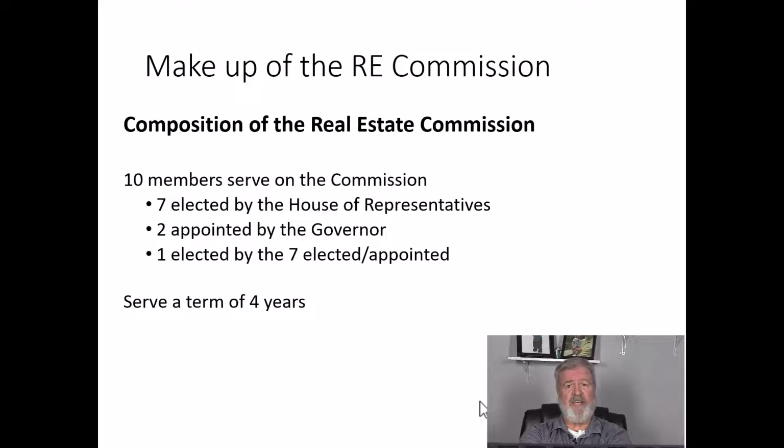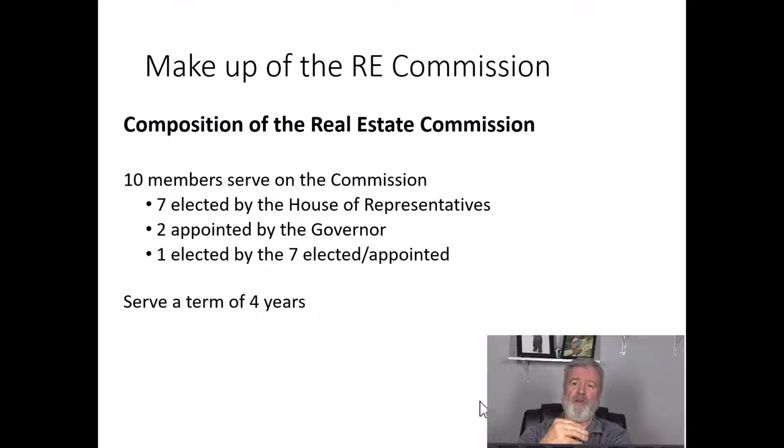There are 8 total elected, and there are 2 that are appointed by the governor. Now, what's the big difference between the 8 elected versus the 2 that were appointed? Hopefully that comes back to you.